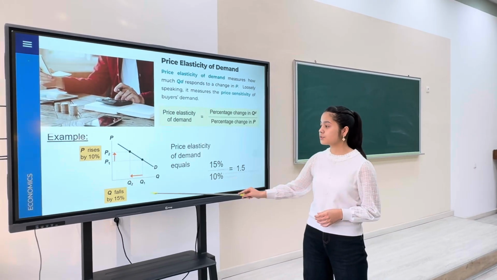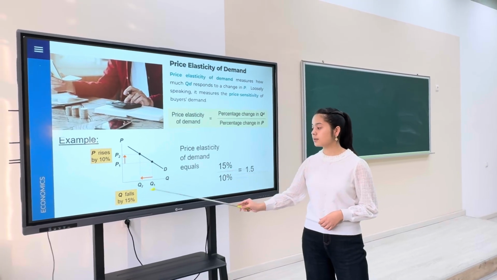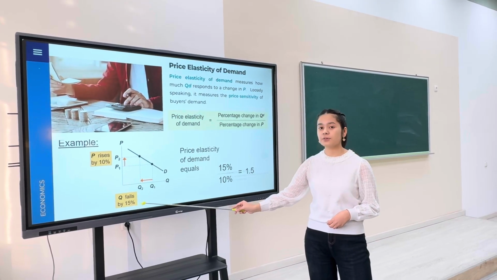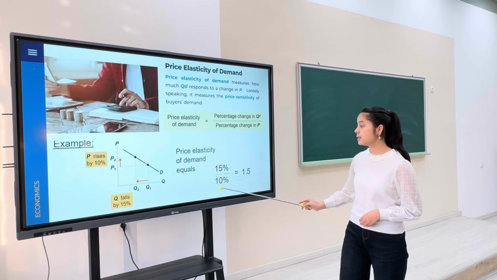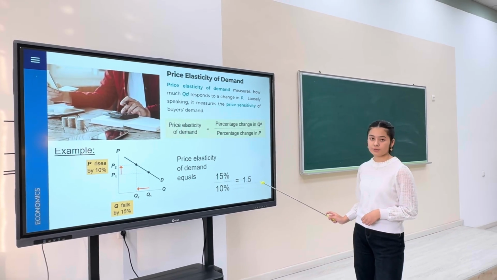Here, the graph shows that price rises by 10% and the quantity demanded falls by 15%. And here, price elasticity of demand equals 1.5.